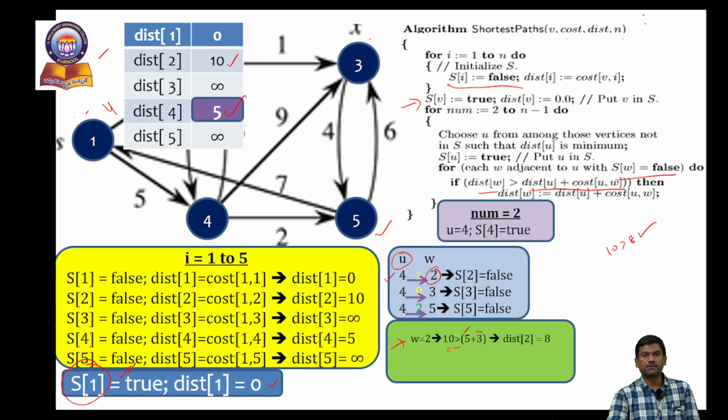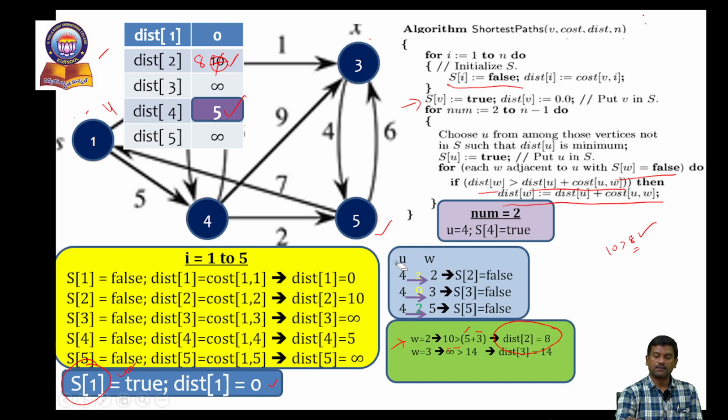If this condition is true, then it indicates there is an update in the distance. And according to this statement, distance of w equals distance of u plus cost of u comma w. That is, you are updating the distance of 2 with the minimum value, that is 8. So distance of 2 is being updated with the value 8. This process goes on for however many adjacent vertices are present. Here you should also take into consideration the next adjacent vertex from 4, that is from u.